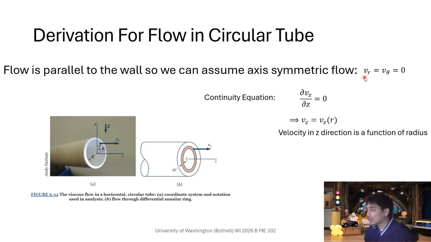And again, how we made these assumptions: since the flow is parallel to the wall, we can assume axisymmetric flow. So that is why you can make these assumptions here. Vr and V theta are equal to 0 because the flow is parallel to the wall in the horizontal direction here.